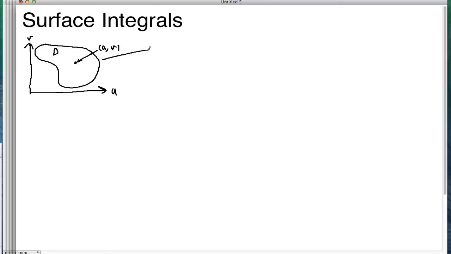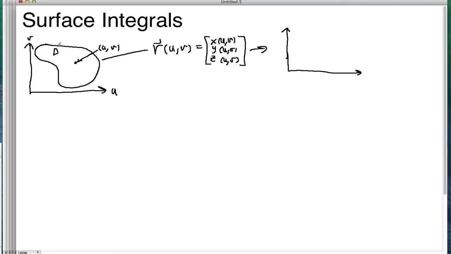And then we map with a vector function to XYZ space. Like that. And we embed, which allows us to embed this two-dimensional object. We always think of R as creating or sort of warping this flat area of like that. So it creates some surface.